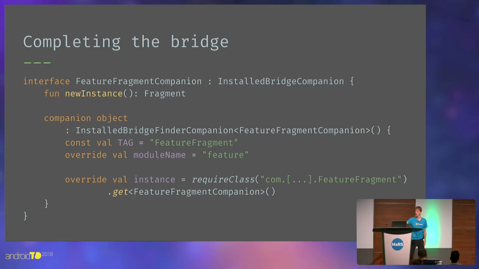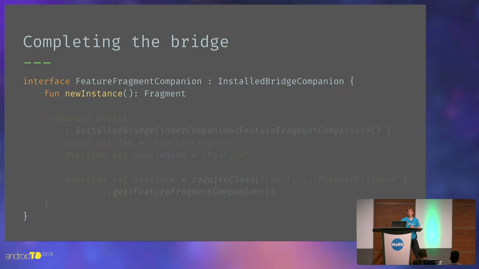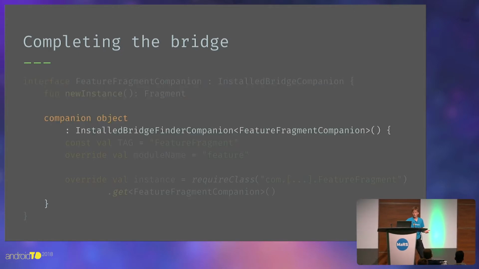And then in the end, it just kind of looks like this. So at the top, we've got what we expect from the feature, right? So in this case, it's just give me a fragment. And then in here, this is where we're extending some base class that has that operator invoke. So when we're trying to access the feature, we just do the standard as if it were a constructor, but it's actually going through Kotlin's operator invoke.